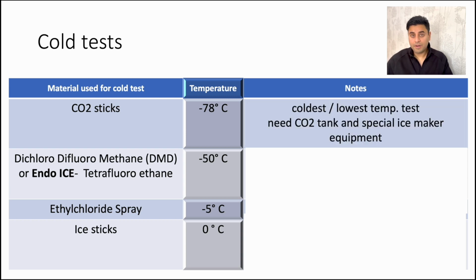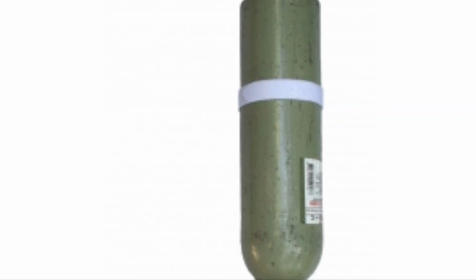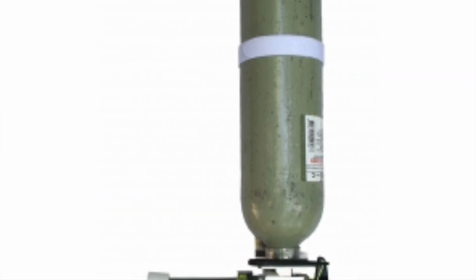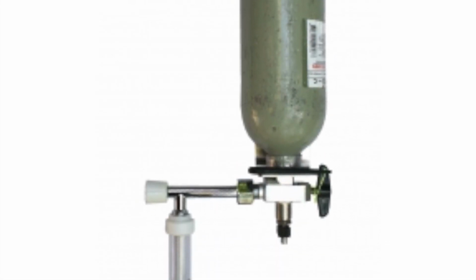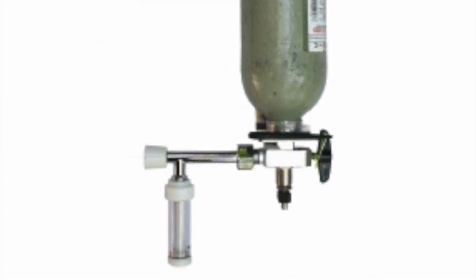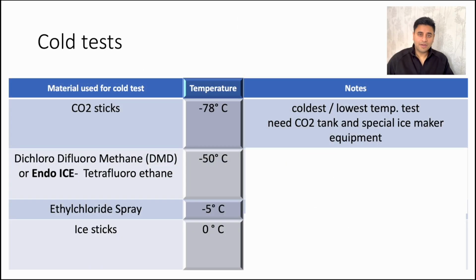A few things to remember about each of those. Carbon dioxide or dry ice sticks give you the coldest temperature, but you need a lot of armamentarium for this one. You need a carbon dioxide tank and special ice maker equipment in which you make those small dry ice crystals. So that's not too easy to do in a clinical setting. That's a big disadvantage of carbon dioxide sticks, but still, I would tell you, some people use it in their clinics.